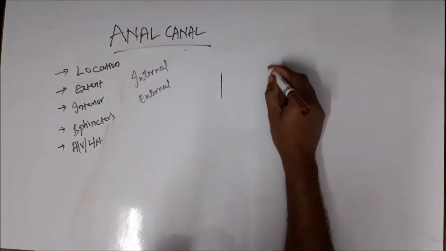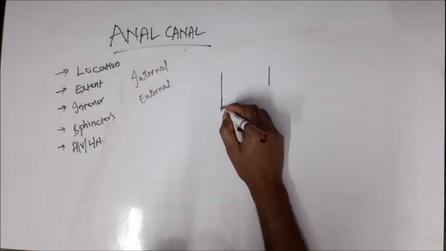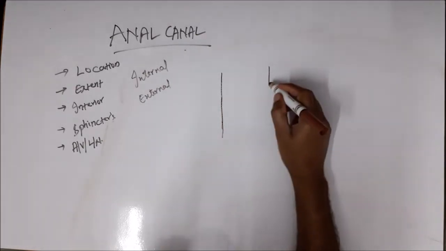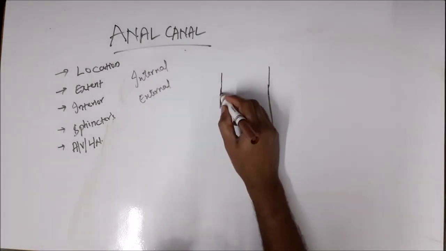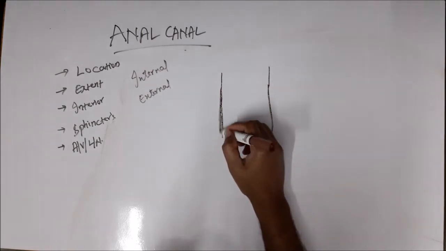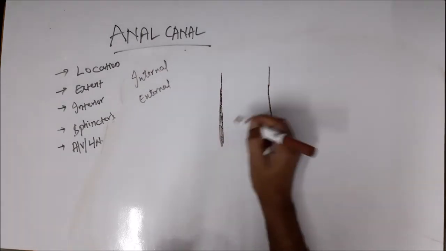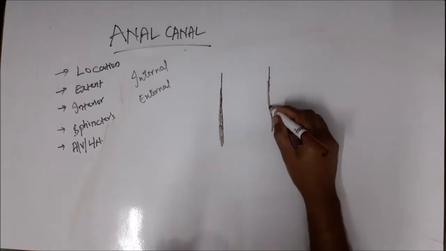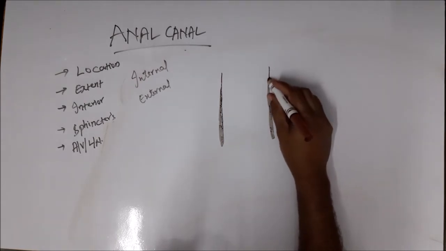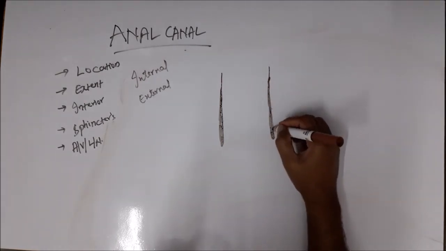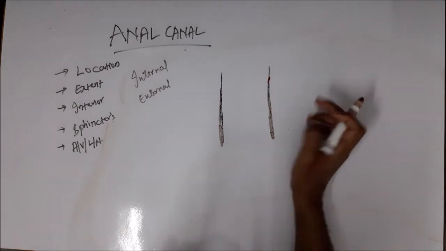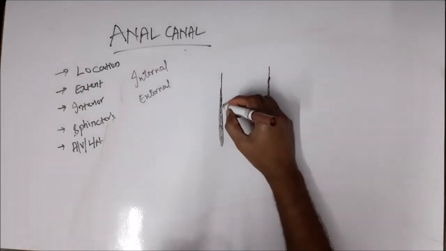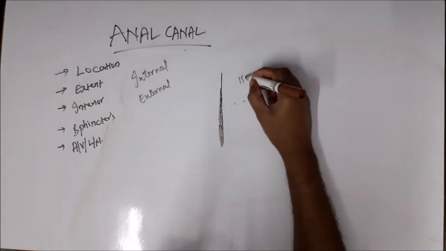In the GIT we have inner circular and outer longitudinal muscle. The inner circular muscle of the rectum continues down into the anal canal as the internal anal sphincter. This extends from the anorectal junction till the white line. So it's extending only till the white line, which means it is only 15 mm.